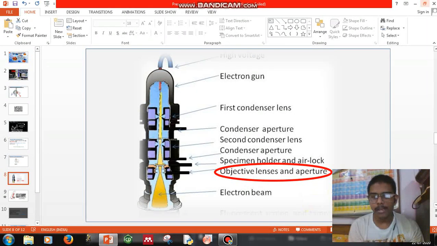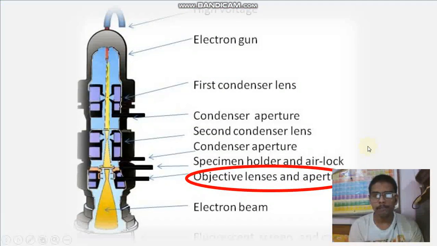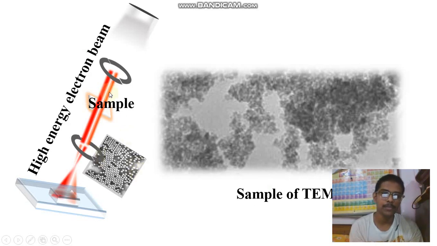So this objective lens and aperture are actually used to remove the elastically scattered electrons, and the electron beam coming through the specimen is captured on a screen at the bottom of the microscope, and that is projected to another screen. Like here you can see, this is the electron beam coming from the electron gun, and here is the sample. This is the high energy electron beam, and then it will be reflected to a screen here at the bottom of the microscope, and that will be projected to here, and that is directly connected to the computer, which makes the image.